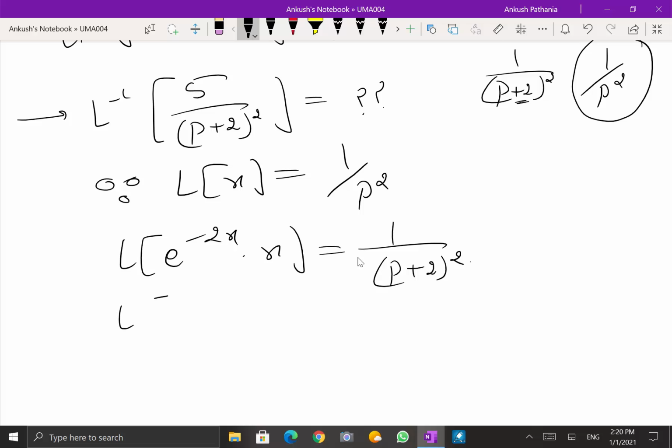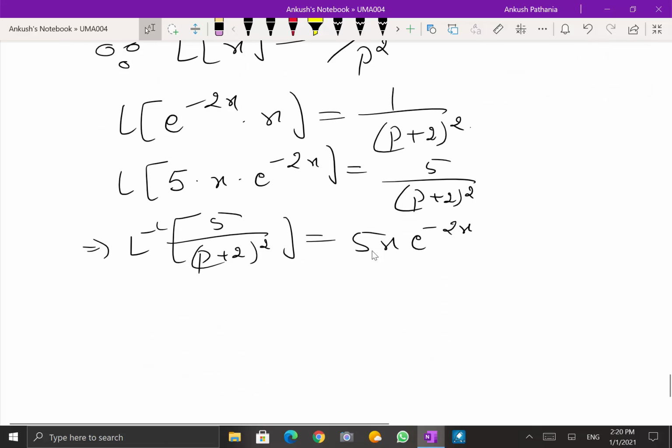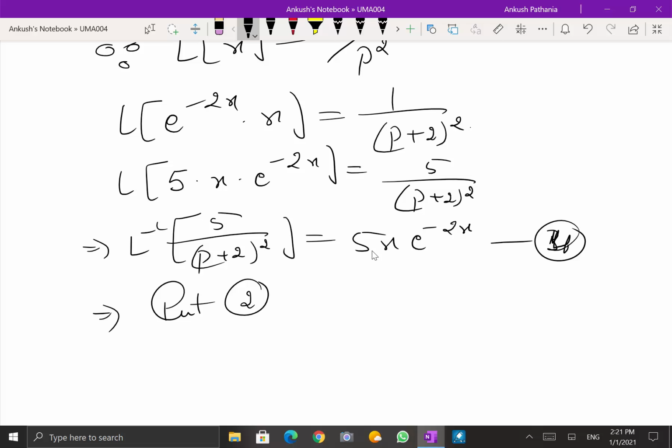So this is Laplace of 5 dot x dot e raised to power minus 2x. Just to adjust that constant, I got this one. So this implies the Laplace inverse of 5 upon (p plus 2) whole square is 5x e raised to power minus 2x. This is the third Laplace inverse that I got for the given question. This is equation number 4.